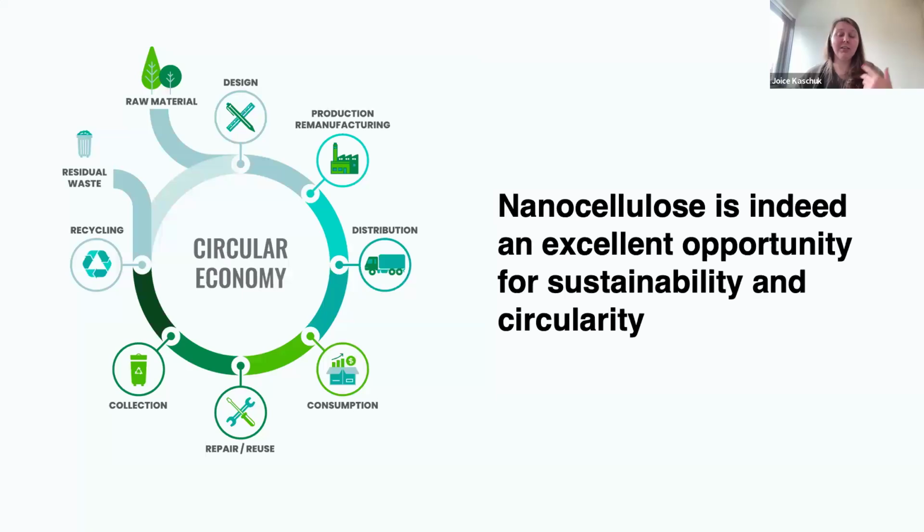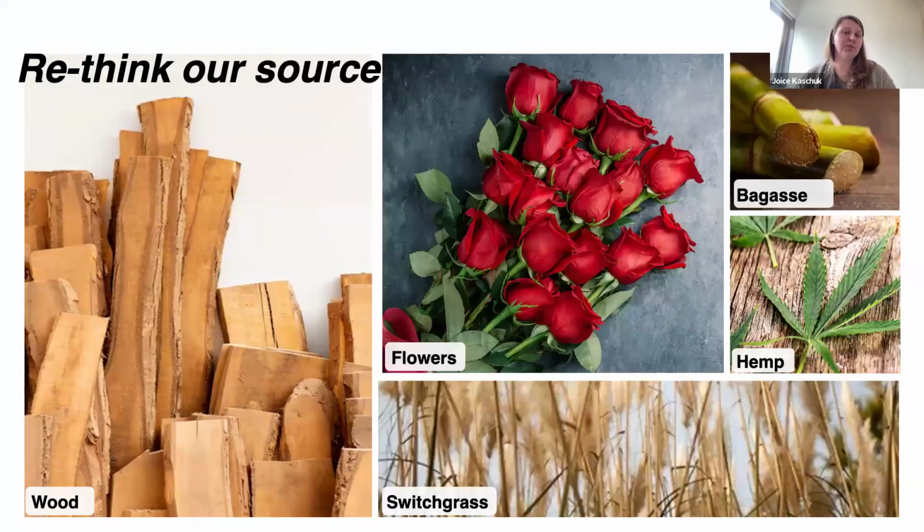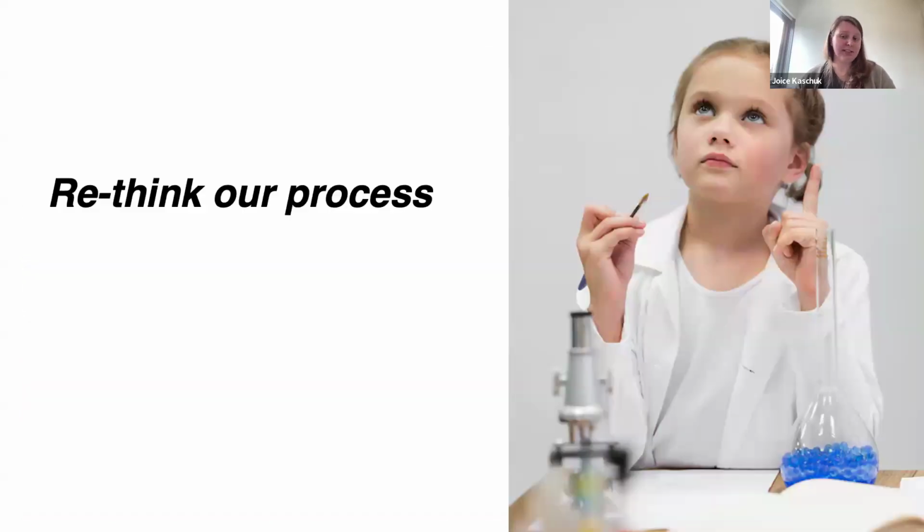So what I have in mind is that first of all, we need to rethink our sources. Most of the nanocellulose work that I've been doing so far used wood-based nanocellulose. And now in my group, we are trying to use different biosources and different agriculture sources as well to produce different fibers. This not only affects the fact that you can have higher quality nanocellulose, but also can give different functionalities to it. But we are also rethinking our process.